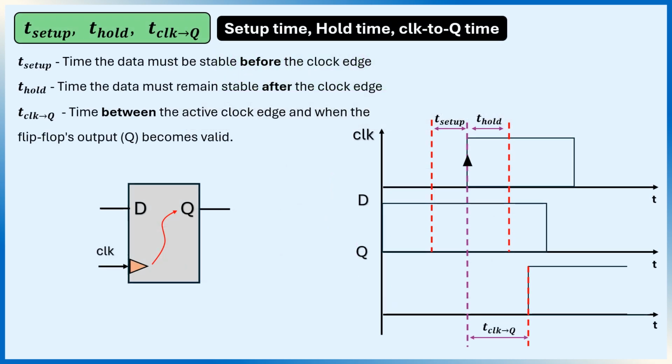Before moving forward, let's quickly review the flip-flop timing parameters from the previous video. We learned that setup time is the minimum amount of time data must be stable before the active clock edge, and hold time is the minimum amount of time the data must remain stable after the clock edge. Clock-to-Q delay is the time between the active clock edge and when the flip-flop produces valid data at its output. For simplicity, we treated clock-to-Q as a single delay. Now let's make that model more realistic.